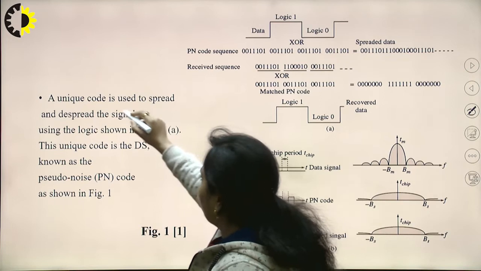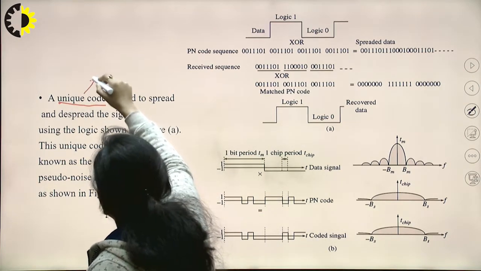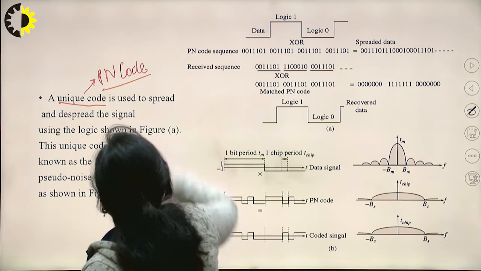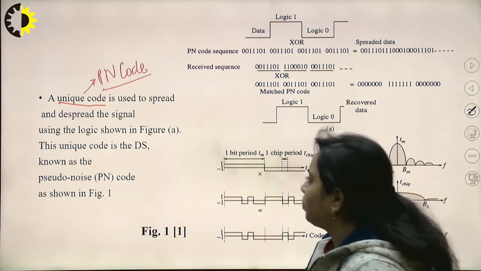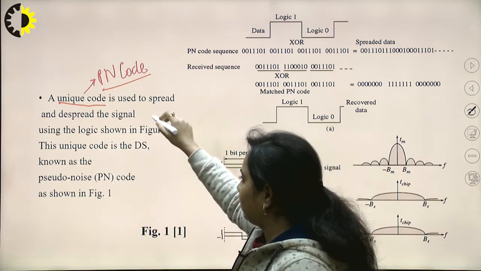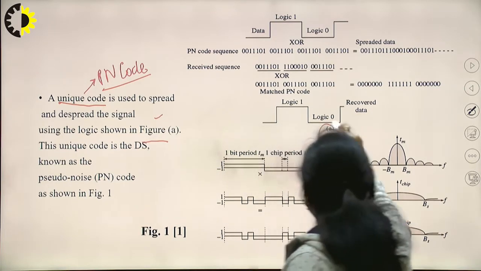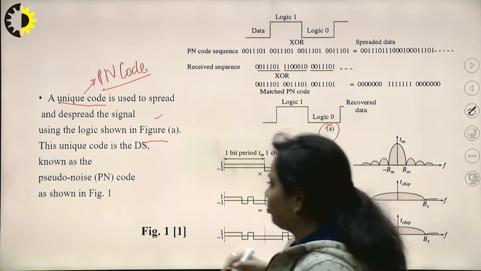A unique code, also known as the PN code, that is the pseudo-noise code, is used to spread and despread the signal using the logic shown in figure A. This is figure A, this is figure B. I am going to discuss it.